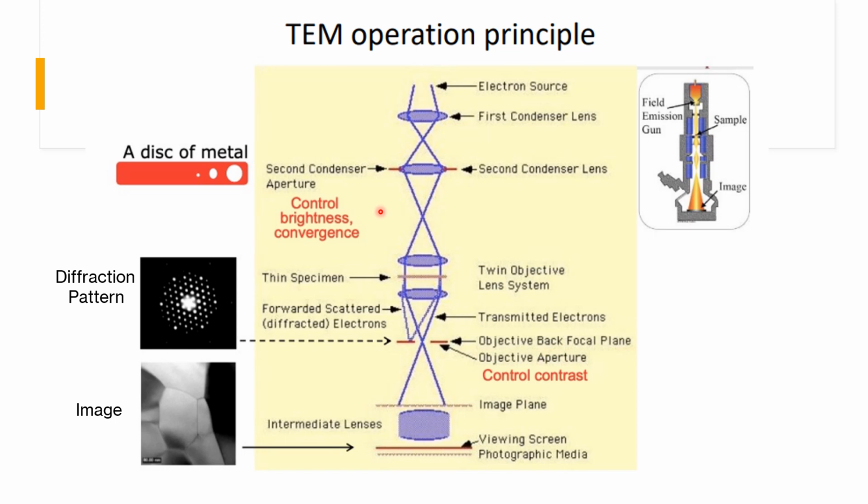This is how the lens system is made. So after the beam converges, it is projected on the sample. This is the thin specimen that we have, and after the thin specimen, we have the objective lenses, a couple of objective lenses.